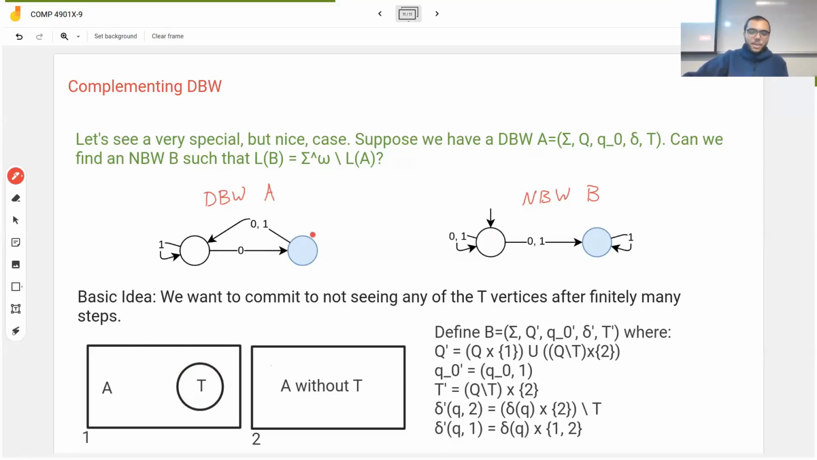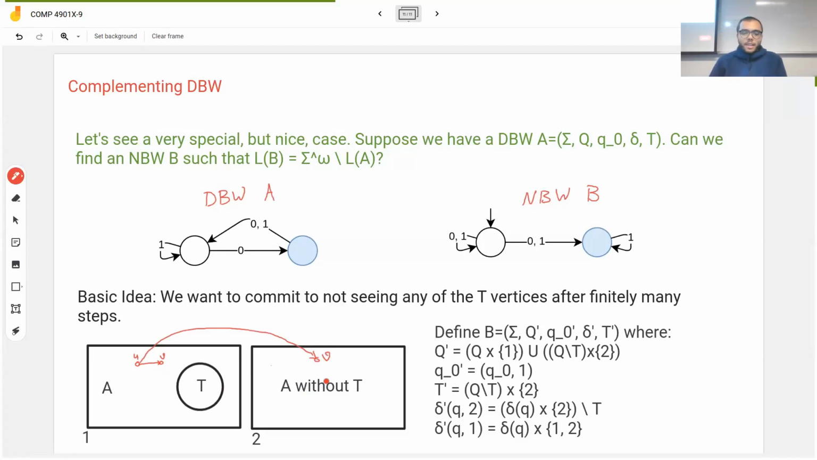Okay? So I'm going to use the same idea as before. I'm just going to take 2 copies. The first one is just my automaton A. The second one is my automaton A, except that I have removed all the vertices in T. And from every vertex here that had some transition, let's say I have vertex U that had a transition to V, I'm going to add another transition that goes to the same vertex V, but in the second copy.